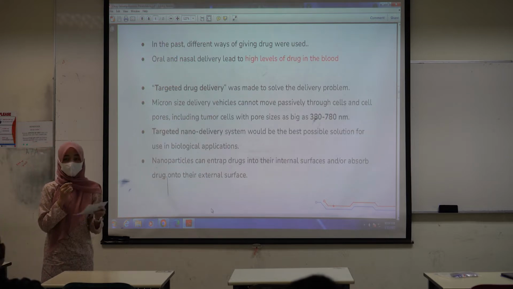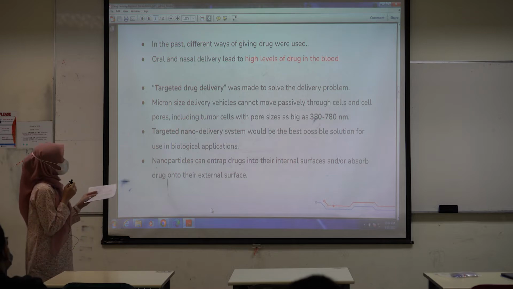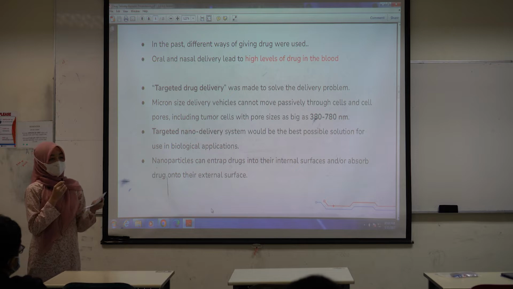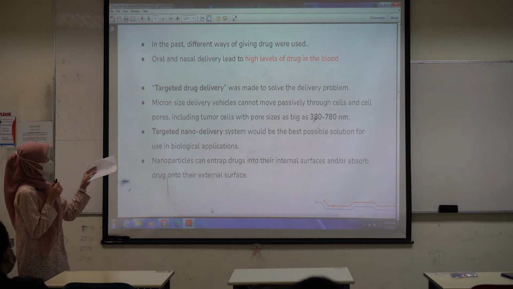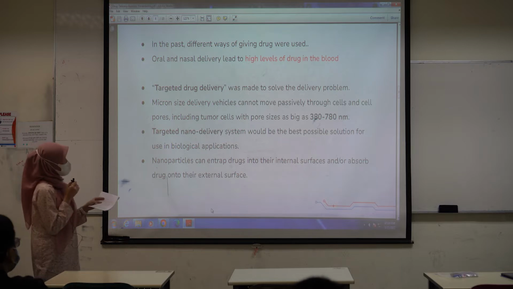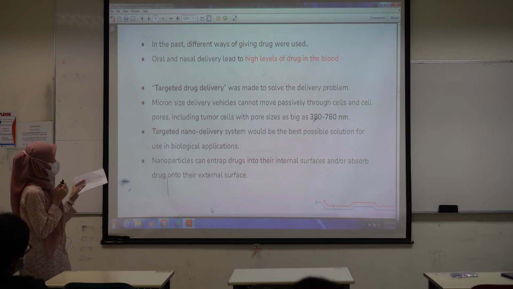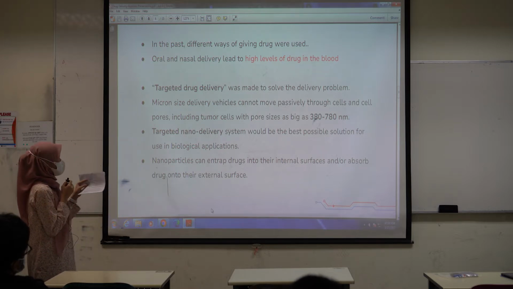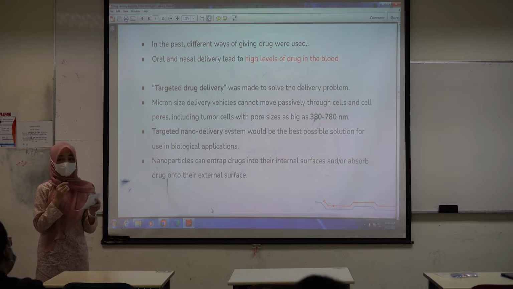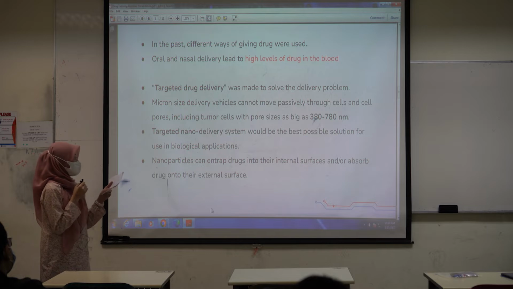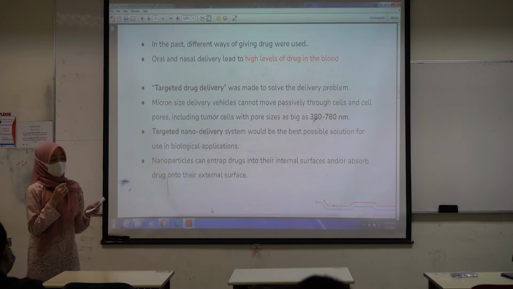In the past, different ways of giving drugs were used, for example through the nasal and oral routes. But there is a problem with this way: it may give high levels of drug in the blood. Because of this problem, targeted drug delivery was made. However, macron-sized delivery vehicles cannot move passively to the cells and pore cells, including tumor cells with a pore size as big as 380 to 780 nanometers. Because of this problem, a targeted nano-delivery system would be the best solution for use in biological applications.